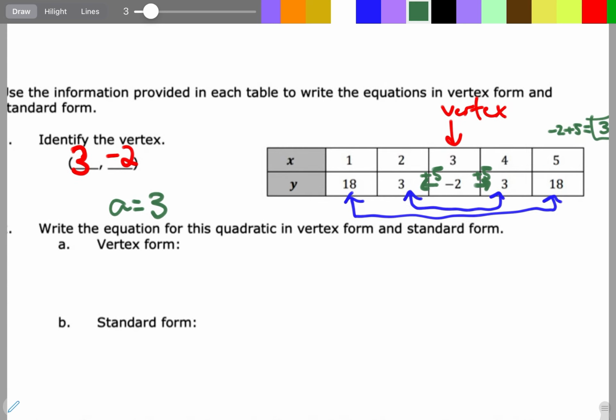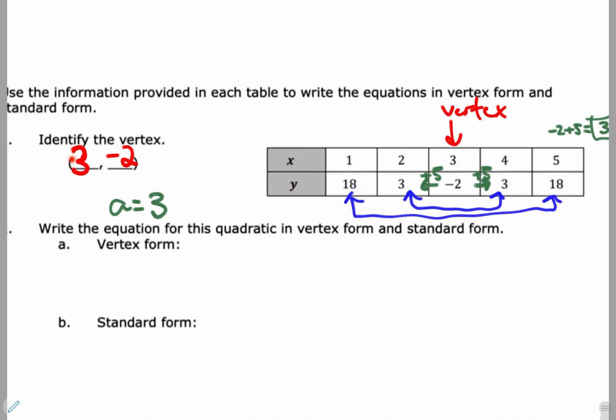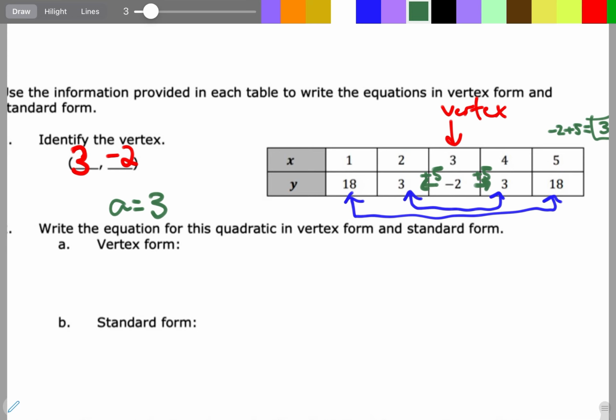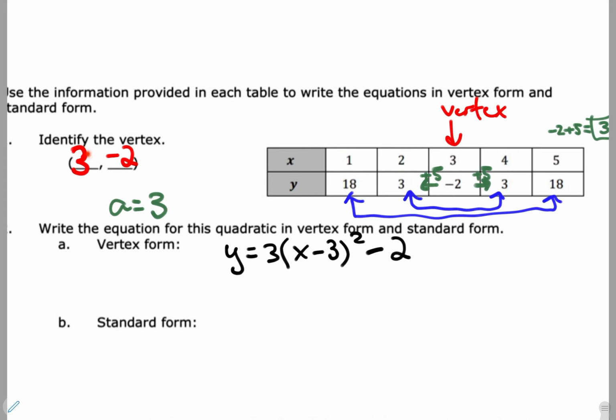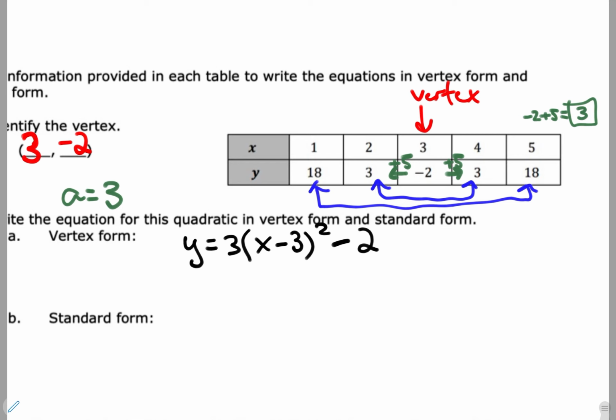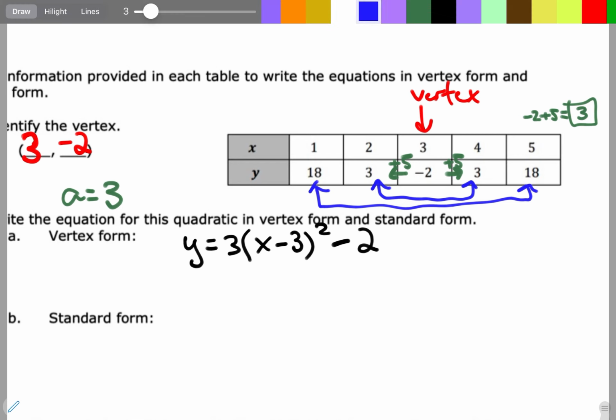So with this piece of information, I got my a value and I got my vertex. Let's write this in vertex form. Y equals 3 x minus 3 squared minus 2. As you can see, 3 goes in as -3, -2 is written as -2. He's always lying. Now let's do the work necessary to change this to standard form.